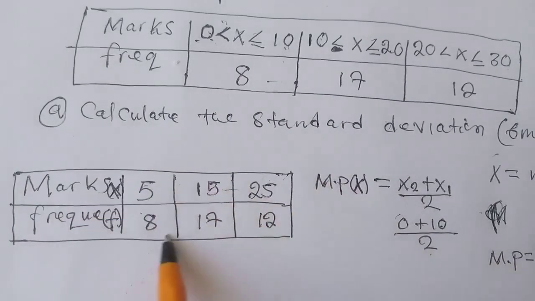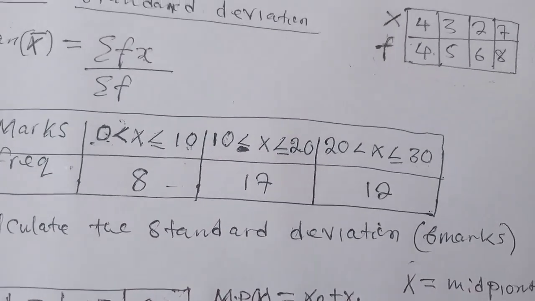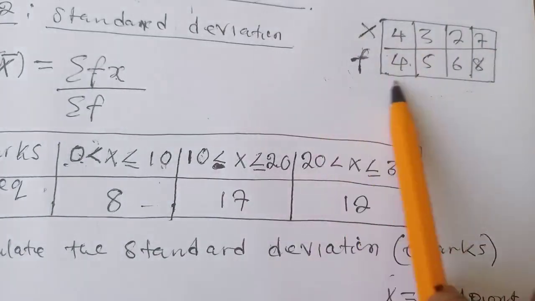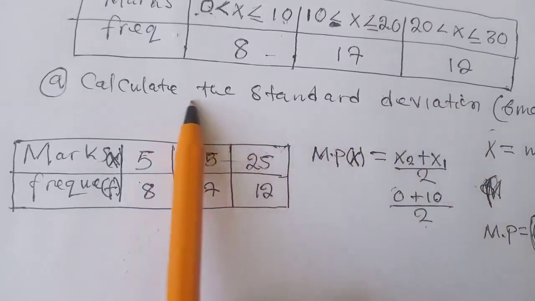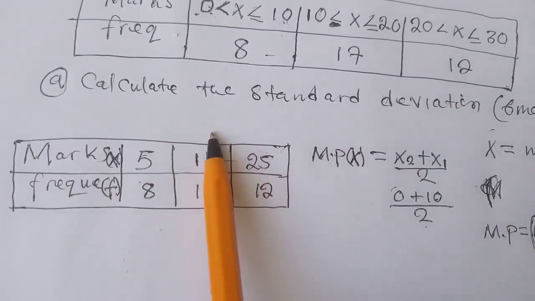If you look at this table, have you seen that it is just one and the same as that one for ungrouped data? So here is just to make a table of ungrouped data.